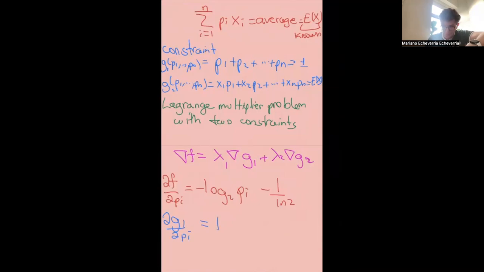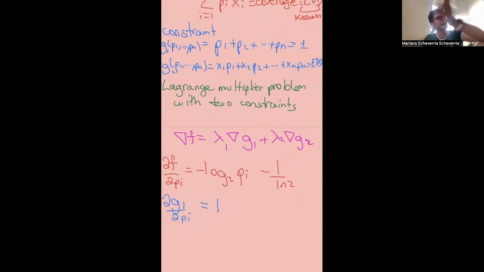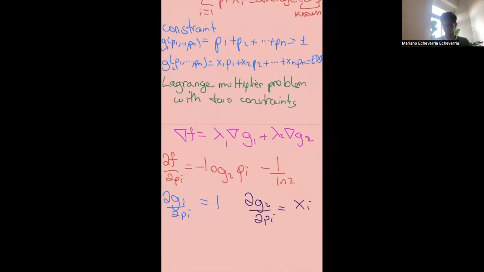It is the same constraint as before. That's nice. The other one is not too bad either because here the x's are constants, since you do know the values of the random variable. The only thing that you don't know are the probabilities with which those values are occurring. It's kind of confusing because you're so used to thinking of the x's as the variables, but here the x's are constants. So if you take the partial derivative of g2 with respect to pi, the only difference now is that you find xi.